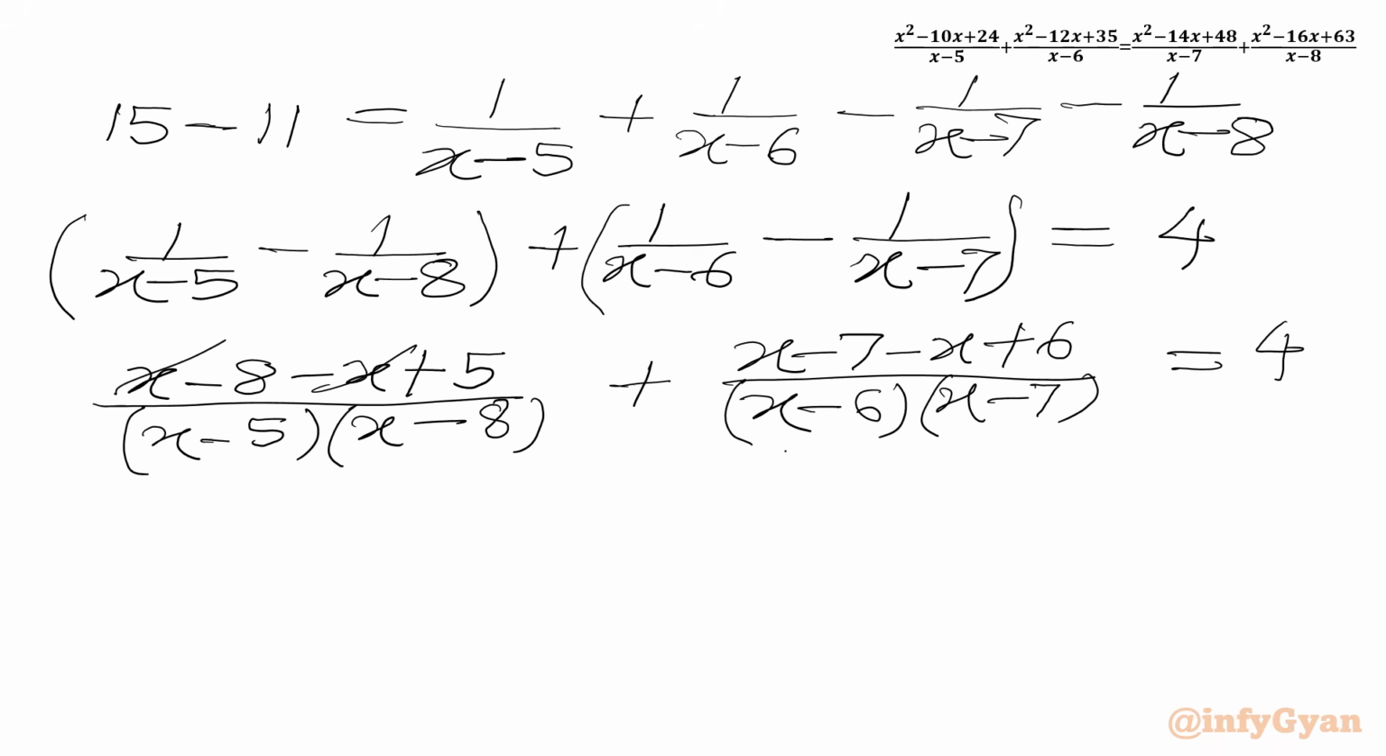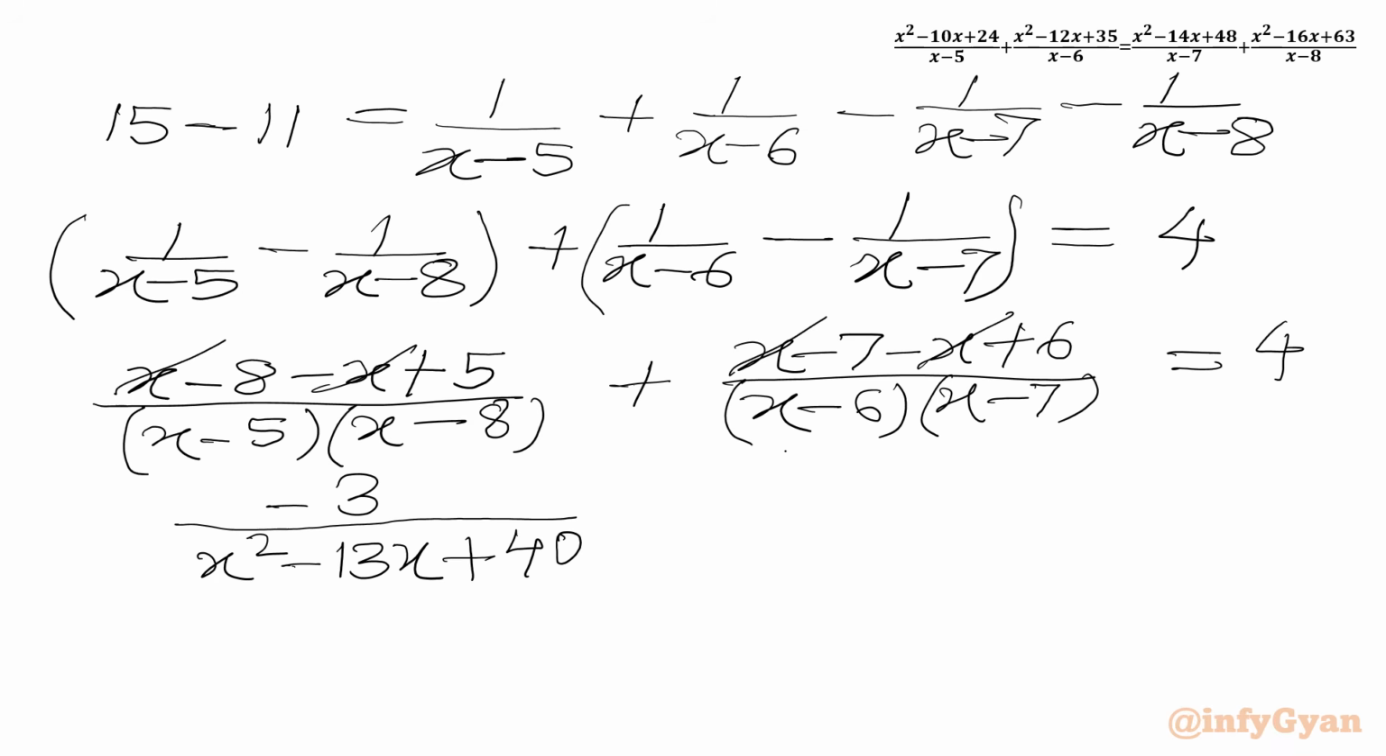Plus x minus x will get over. We will write minus 8 plus 5, minus 3 over. Let's multiply these two brackets. We will get x square minus 5x minus 8x, minus 13x, minus 5 times minus 8, plus 40. Then we will get minus 7 plus 6, minus 1. So I am writing here minus 1. Multiplication of these two brackets will be x square minus 6x minus 7x, minus 13x, minus 6 times minus 7, plus 42 equal to 4.